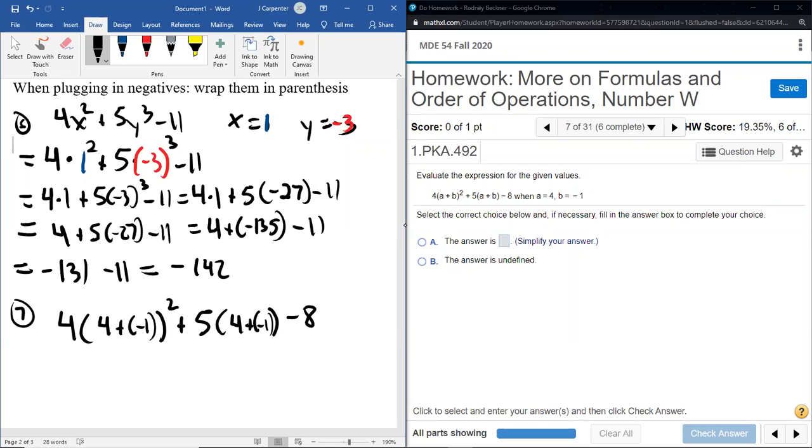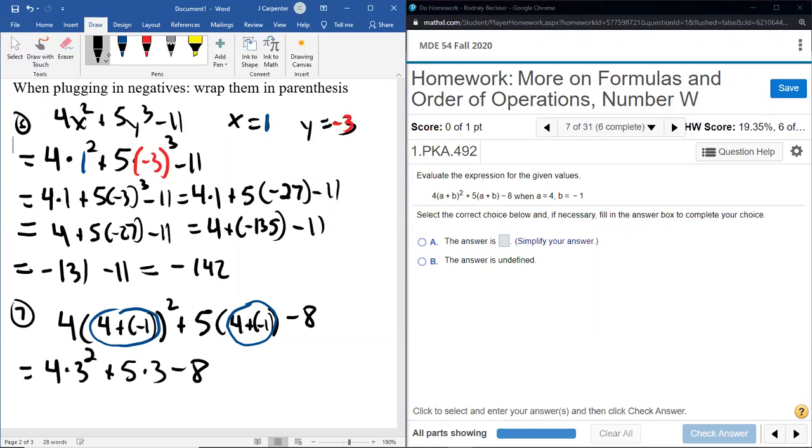Now we have parentheses, we have exponents, we got some multiplications, additions, and subtractions. Parentheses go first. So we'll be doing this first. Now this is exactly the same thing. So 4 plus negative 1, that's going to be 3. I am going to go ahead and do both of those replacements. So this is 4 times positive 3. I don't need the parentheses because it's positive. Don't forget the exponent. Then plus a 5 times 3 minus 8. Again, I went ahead and did two steps for one there.